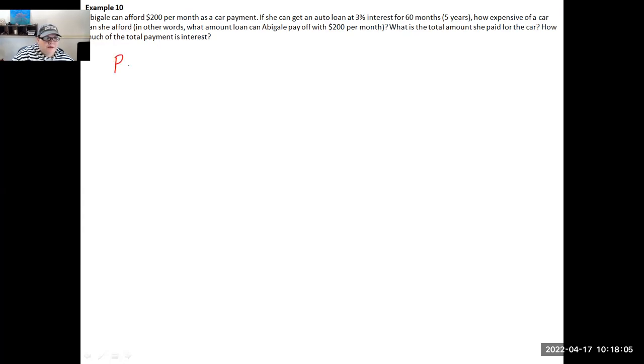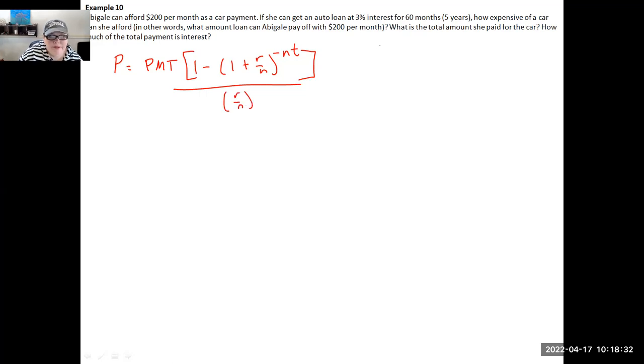So I'm just going to write P. Oh, red. Okay. So feisty. P is equal to PMT, which is the amount you're going to be paying into the loan, open parenthesis, 1 minus 1 plus R over N to the negative NT, just like the annuity, divided by R over N. Okay, so let's do an original P, PMT, R, N, T.